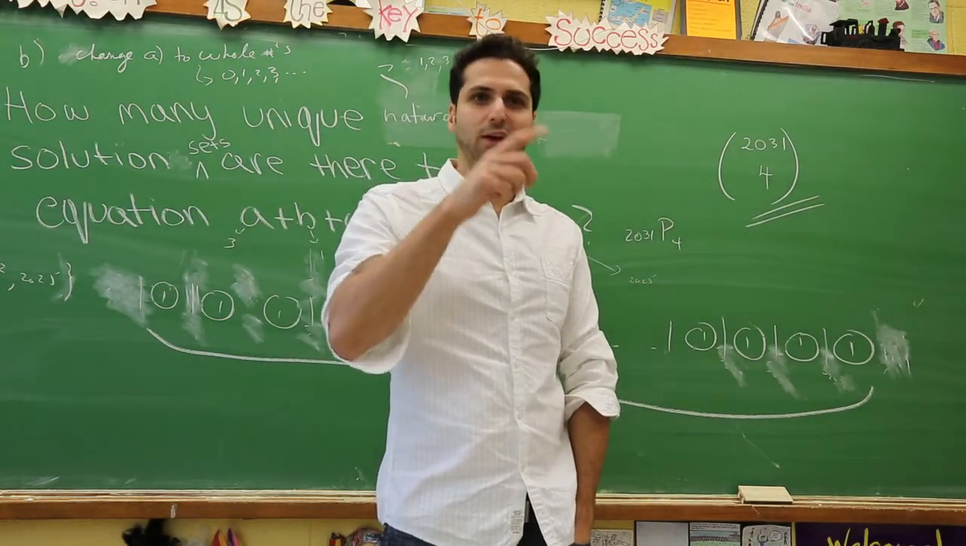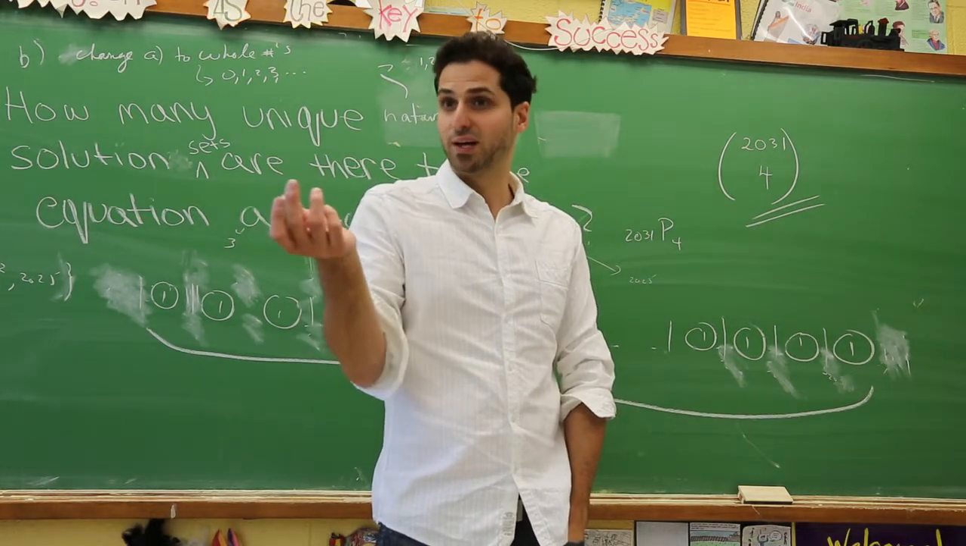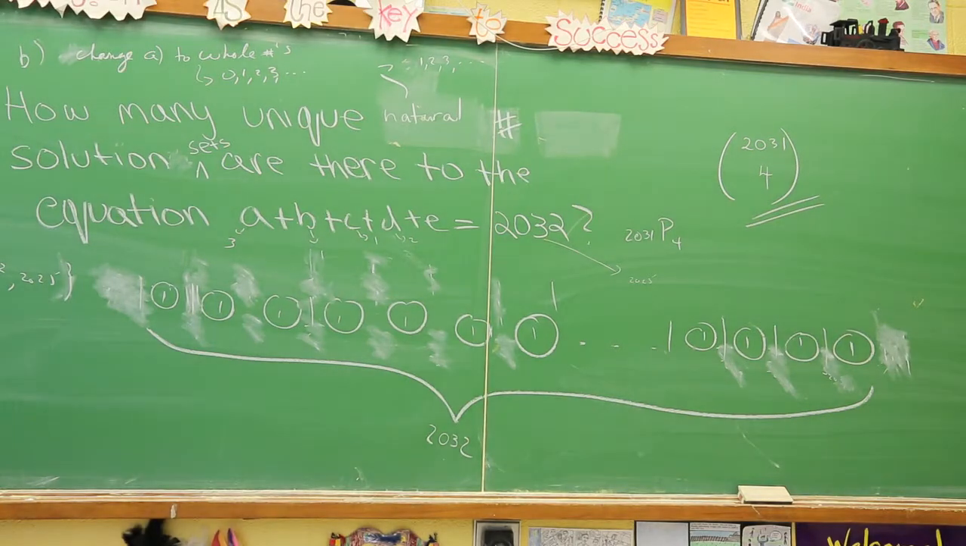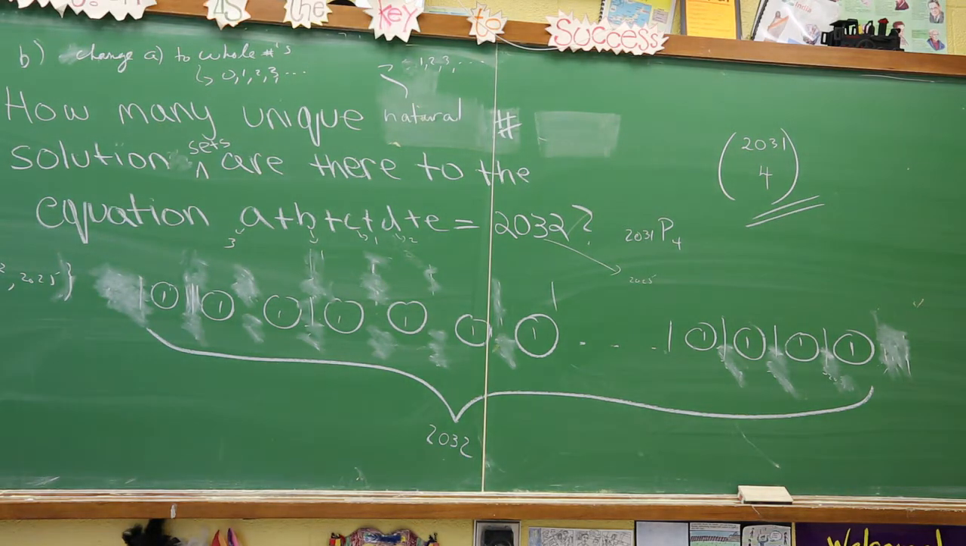2032 A's and 4 B's? The answer would be, well, there are 2036 letters, but 2032 of them are the same, and 4 of them are the same. Like how many unique spellings can you create with the letters in the word ALL? It's 3 factorial over 2 factorial. So it's the exact same logic.